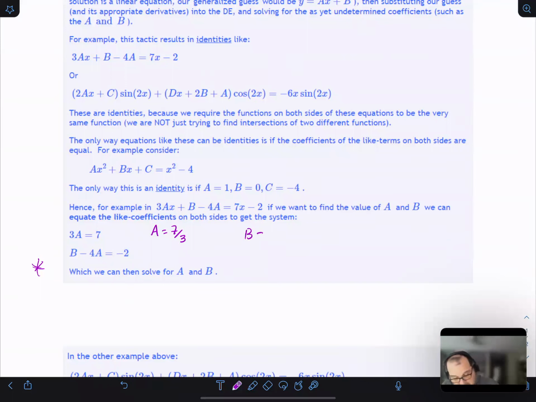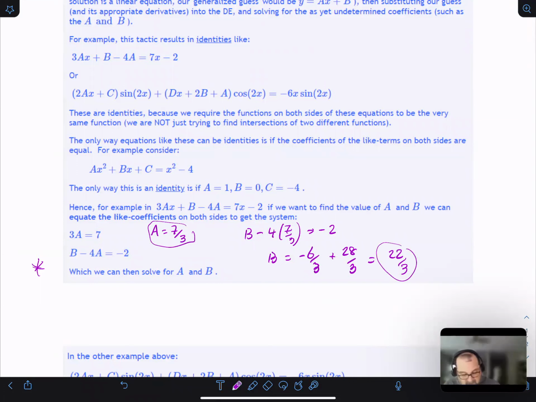So you can say b minus 4 times, we just found what a was, this is 7/3, would have to be equal to -2. So b would have to be equal to -2, which is -6/3, and then adding this to the other side, there would be a plus 28/3. So this would give us 22/3 for b. So whatever that function was, if there was a linear function that we plugged in, the a was 7/3, the b was 22/3. So this is the idea of equating like coefficients. So give that a go here on my open math.